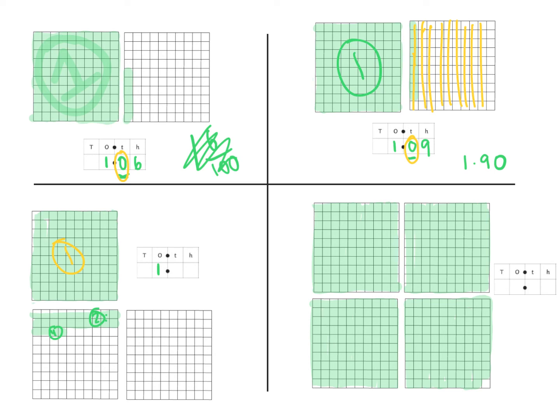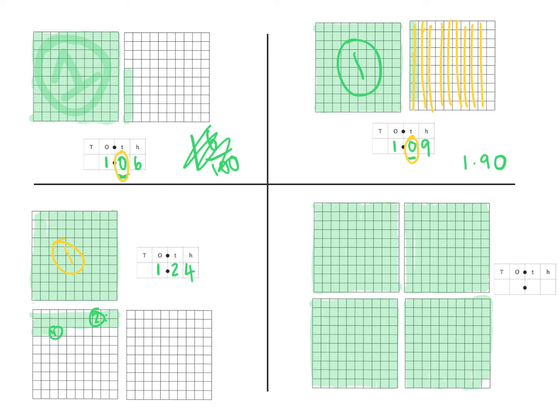So I've got 1 whole there, 2 full tenths, and then 4 hundredths. So I've got 1 whole, 2 tenths, and 4 hundredths, or 1 and 24 hundredths. 1 and 2 tenths and 4 hundredths. They're all the correct ways of saying it. But it's easy to say 1 and 24 hundredths. Okay.